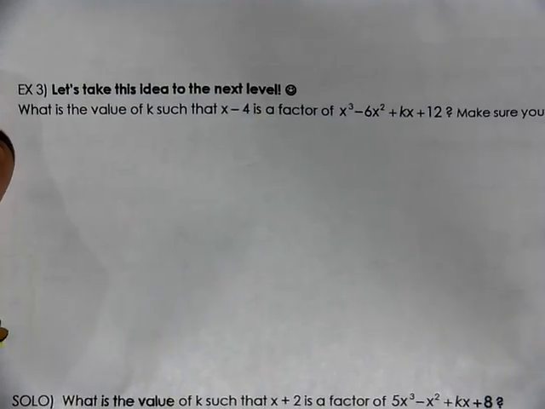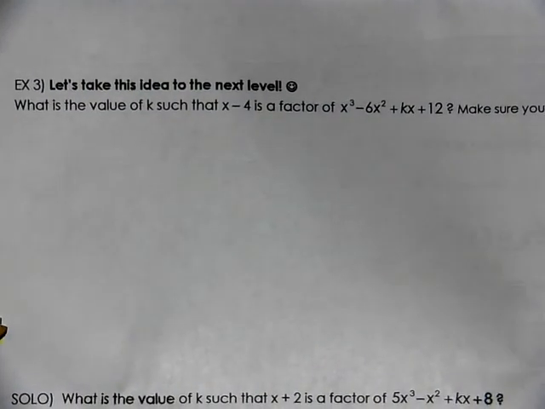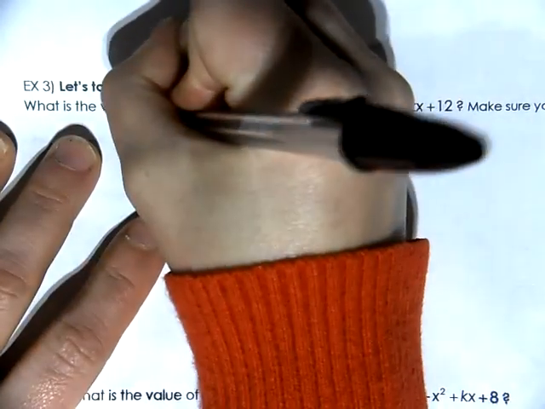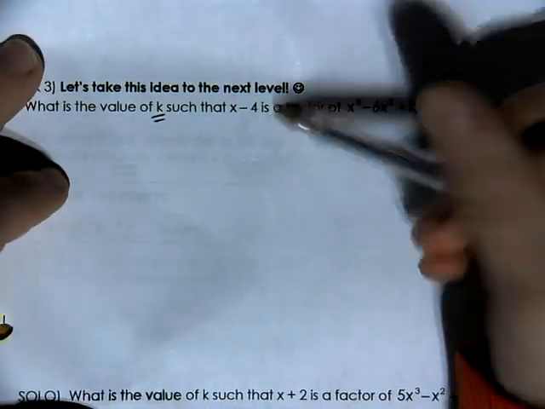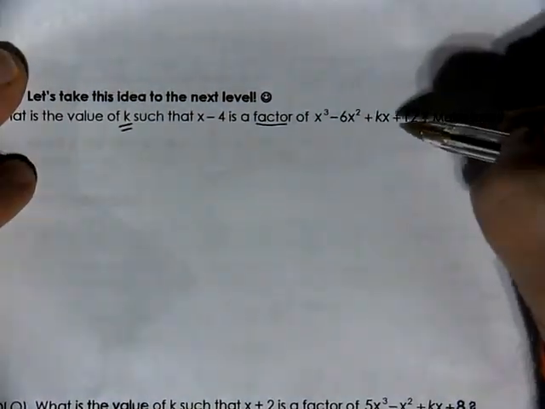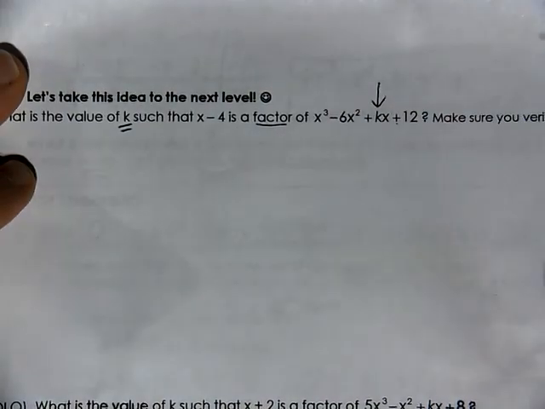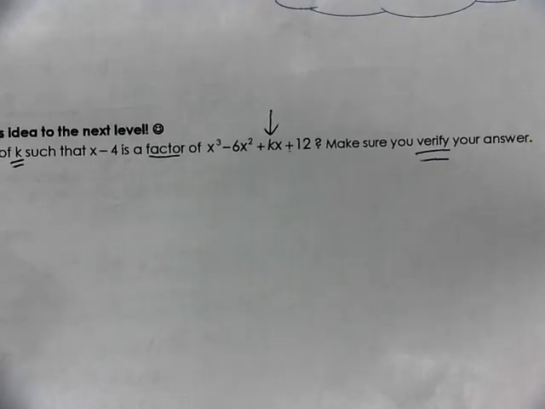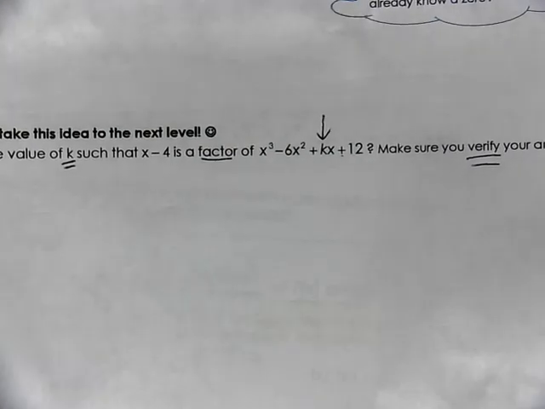All right, so now we're going to take this idea to the next level. We've already done so many next levels, but now we're going to take it even bigger. It says, let's take this idea to the next level. What is the value of k such that x minus 4 is a factor of x cubed minus 6x squared plus kx plus 12? Make sure that you verify your answer at the very end.